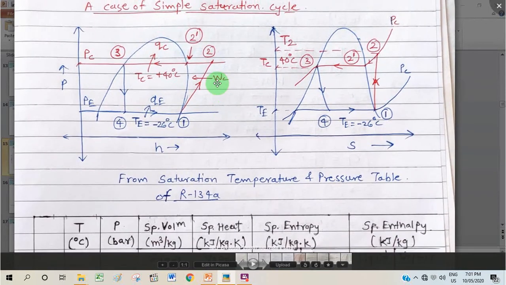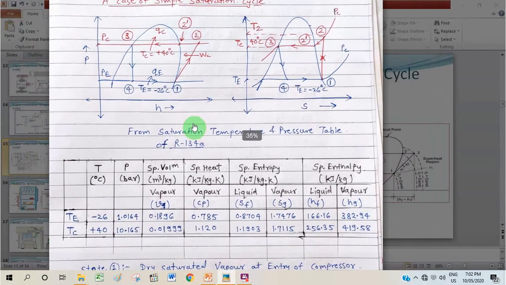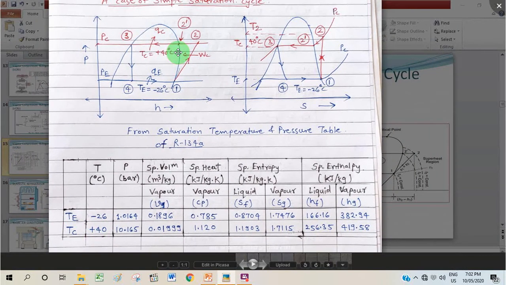To do that, for point number 2 at condenser pressure, corresponding to this point 2, there is a saturation vapor condition. The corresponding saturation vapor condition is lying at this point on the saturation vapor curve, denoted by 2 dash. For 2 dash, values can be easily obtained from this table because it is on the saturated vapor curve. So go for the temperature of plus 40 degrees Celsius and read the required values of enthalpy and entropy.